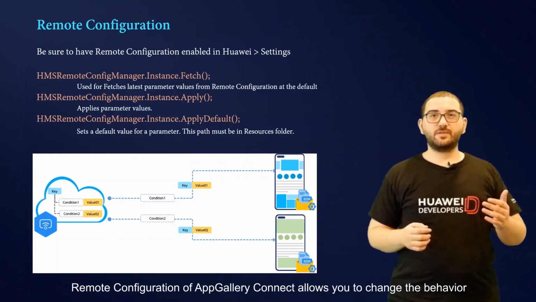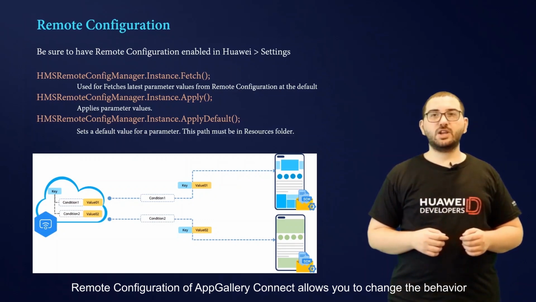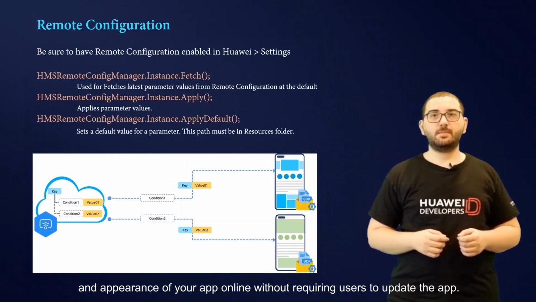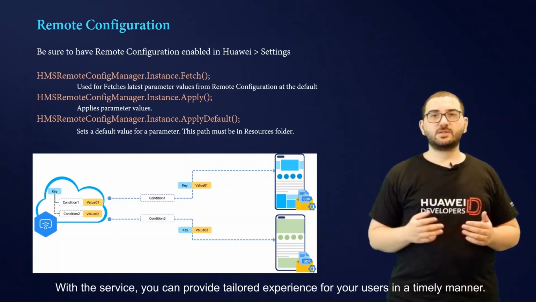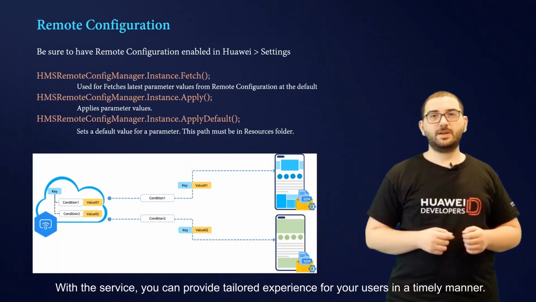Remote configuration of App Gallery Connect allows you to change the behavior and appearance of the app online without requiring users to update the app. With the service, you can provide a tailored experience for your users in a timely manner.